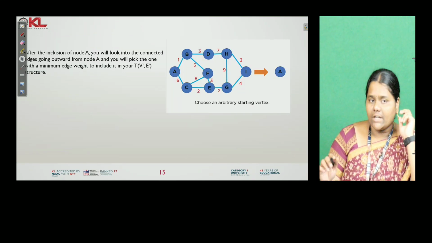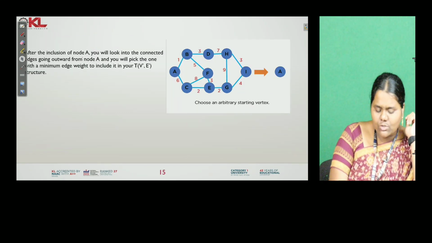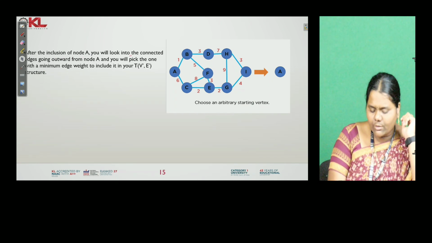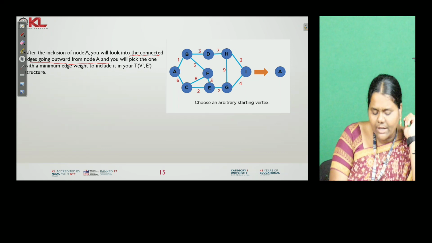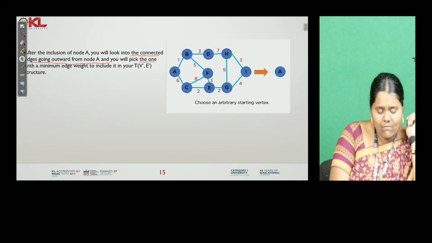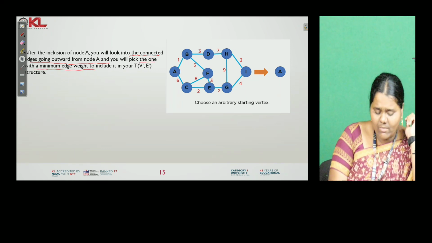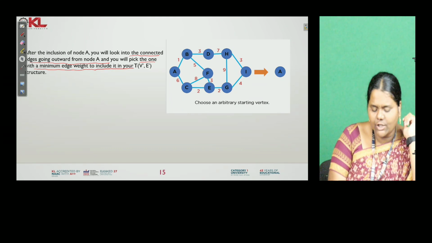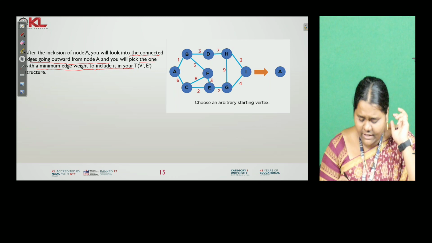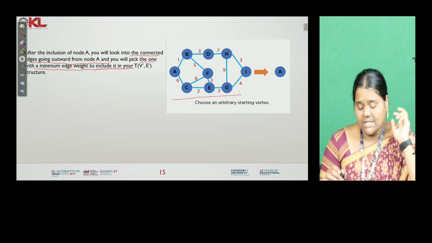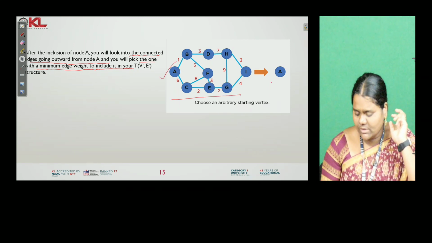Next. Now see, after the inclusion of node A, you will look into the connected edges going out from node A and you will pick the one with the minimum edge weight to include it in your tree. So, this is the given graph. We already know that the starting vertex we have to choose is A.